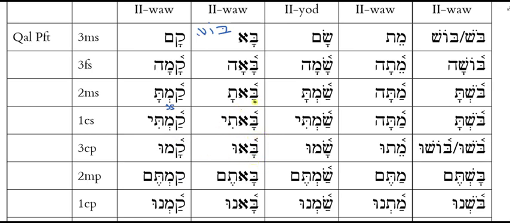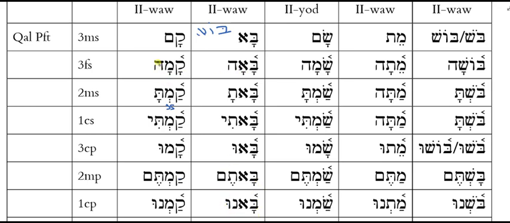Again with the long a, right? By the way, these A's are long. They should have been short with a silent shva. When the aleph quiesced, this compensatorily lengthened, okay? That's what we saw there. So bathi, I entered. Ba'u, they entered. Bathem, y'all entered. Banu, we entered.